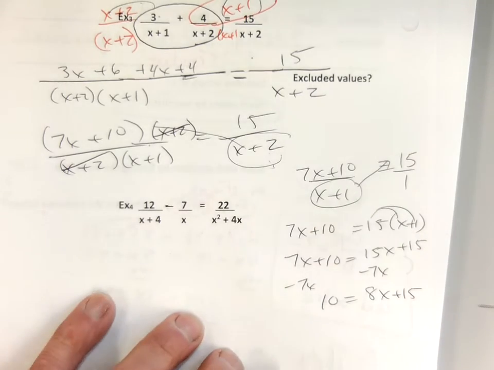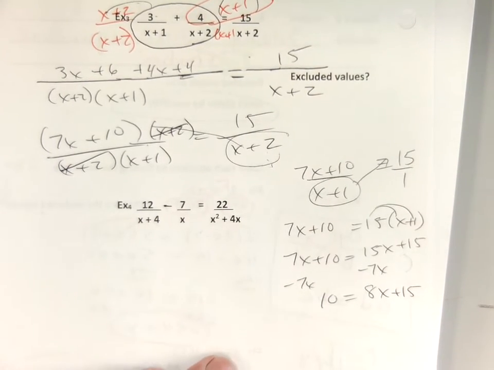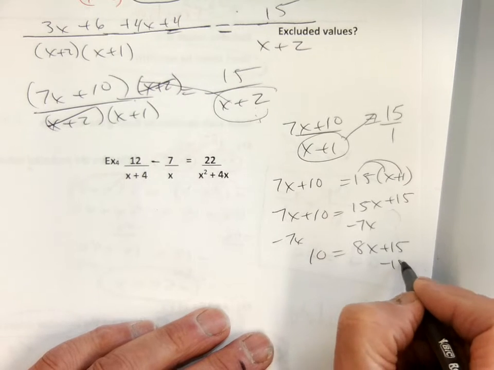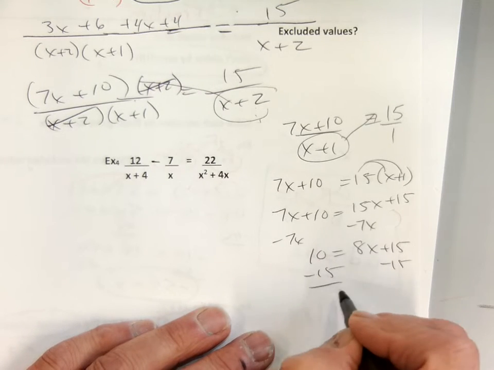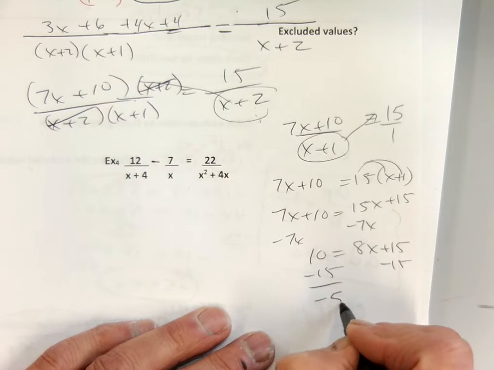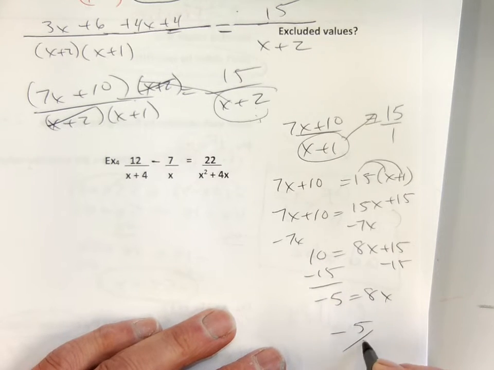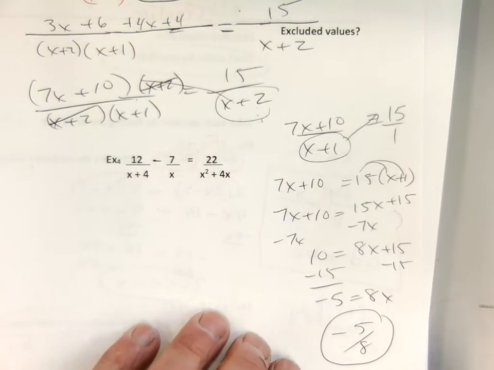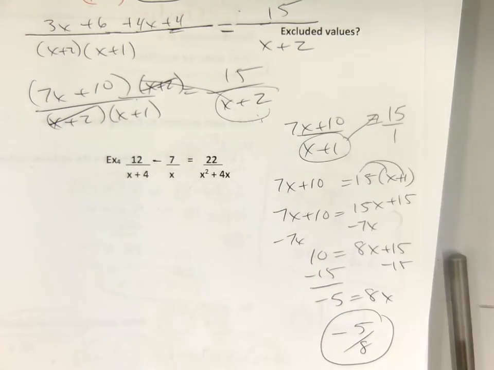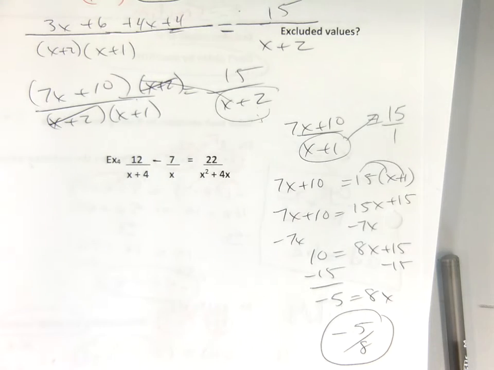Ooh, this problem's big, huh? Minus 15, minus 15. Divide by 8. Wow, that's a lot of work, huh? That's a lot of work, wasn't it?